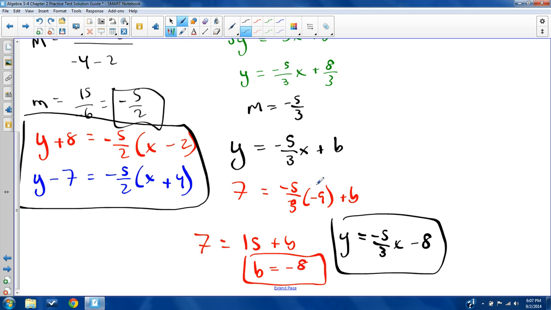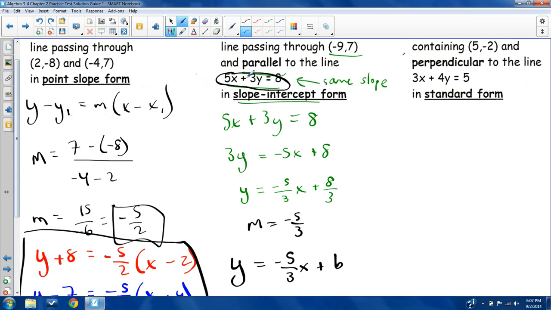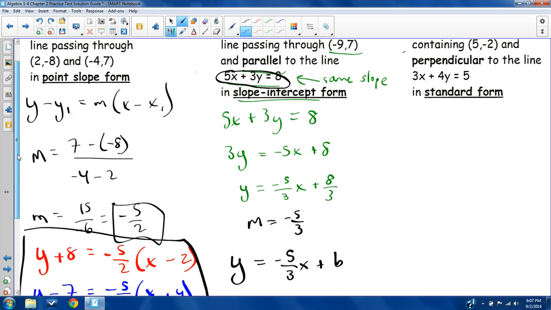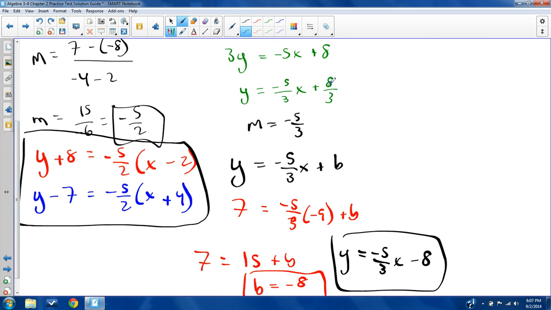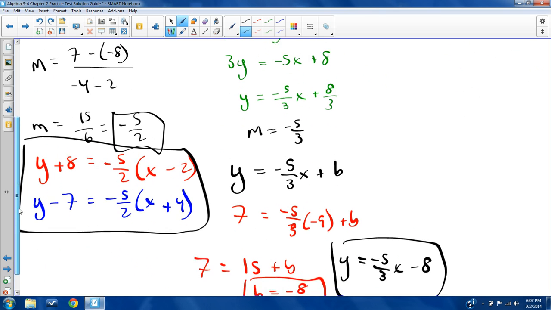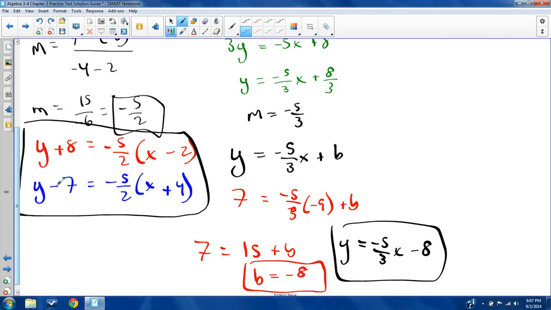Again, this is the line that's parallel to this original line. Maybe it doesn't look like it, but if you compare it to this one, y = -5/3 x + 8/3, same slope, different y-intercept. So they will never, ever intersect with each other, and they have different places that they cross through. This one passes through the point (-9, 7).